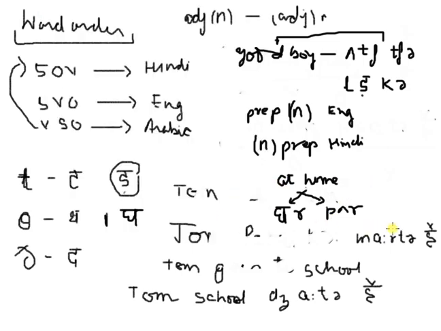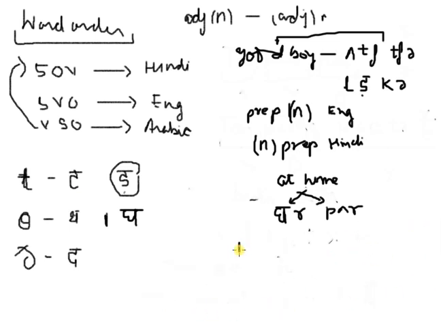We'll try to take some more examples to understand a bit of prepositions. "To". Suppose I say that I'm going to Tom's place, "to Tom". It'll become "Tom ko". "Tom" will remain "Tom", and "to" becomes "ko". It becomes "ko". "Tom ko".